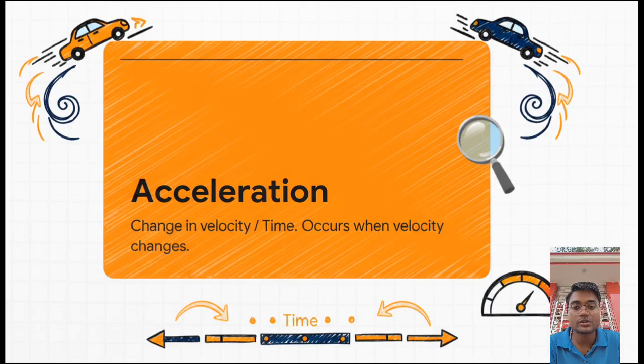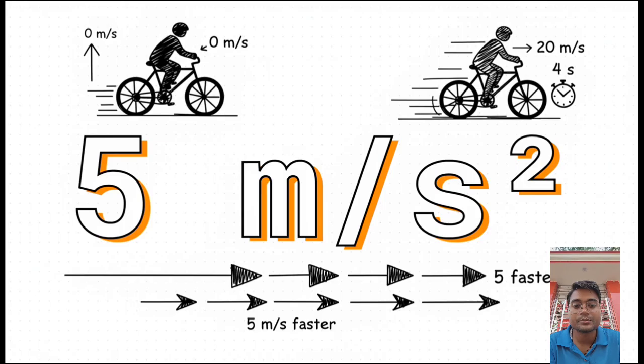It's literally that push you feel in your seat when a car suddenly speeds up on the highway. Let's walk through a quick bike example to make this super concrete. Imagine you're on a bike at a dead stop, so your initial speed is 0. You start moving, and 4 seconds later, your speed is 20 meters per second. Your change in velocity is 20. Divide that by the 4 seconds it took, and you get an acceleration rate of 5 meters per second squared. That means every single second, you are going 5 meters per second faster than the second before.